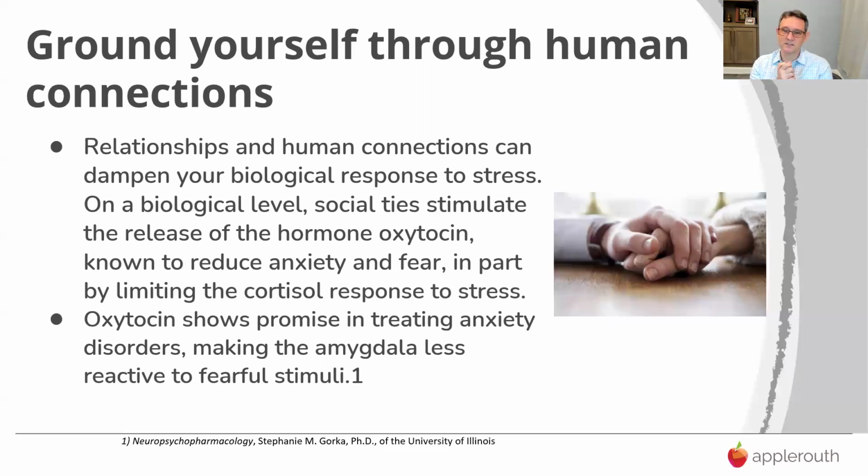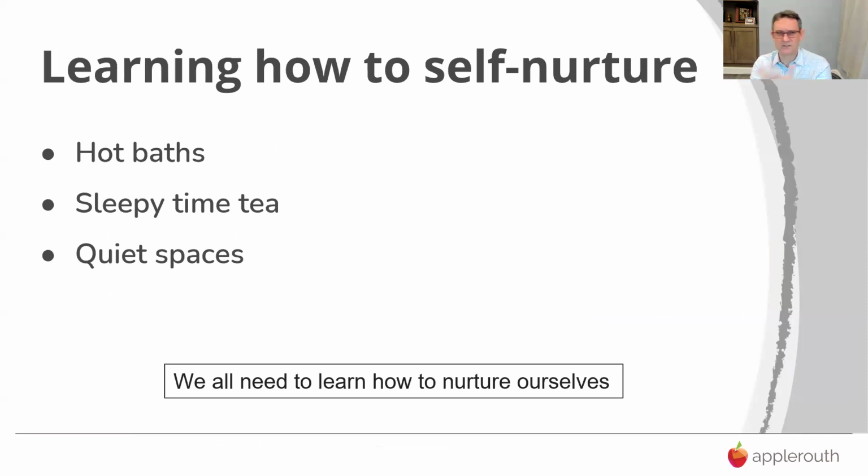So human connection is how I calm small children when they're scared. I hold them or I pet their backs. Any kind of human touch is good. Even petting your dog in a slow, repetitive way is very beneficial. It lowers stress levels, lowers cortisol levels. Other things, hot baths, tea, quiet spaces, learning how to nurture ourselves is very powerful.